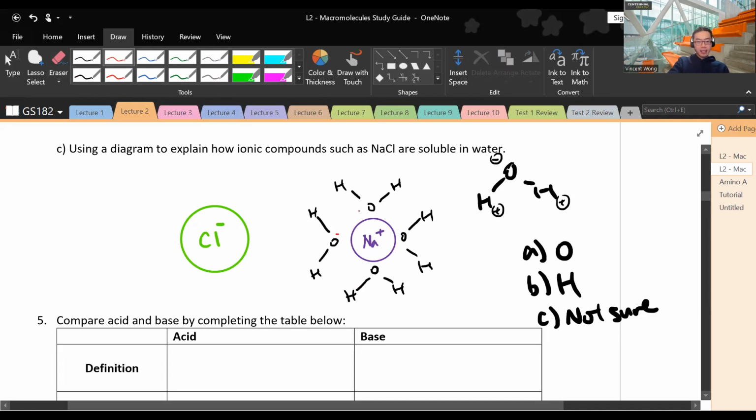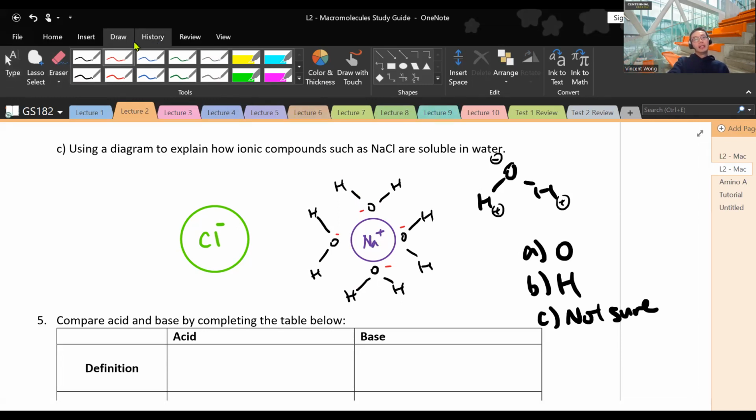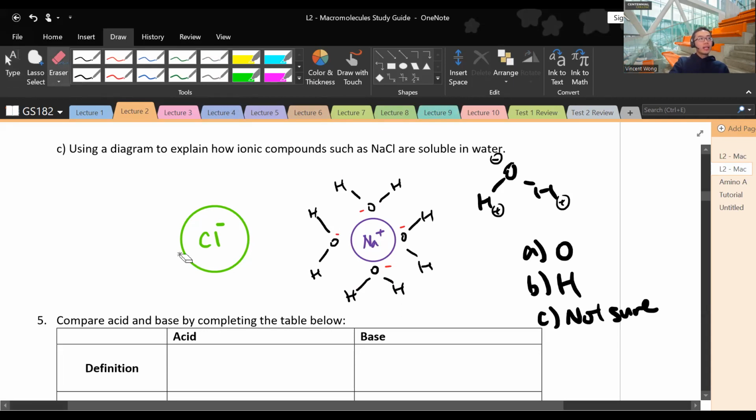This is slightly negative, right? Opposites are attracted, just like North Pole attracts South Pole, positive attracts negative. And over here we have the chlorine, and that's going to be surrounded by the hydrogen this time. So anytime the ionic compound is put into water, the water will separate the metal ion from the non-metal ion, and it allows it to dissolve.